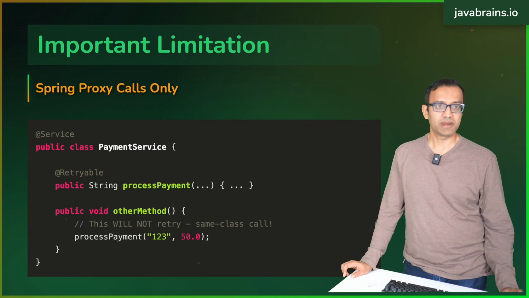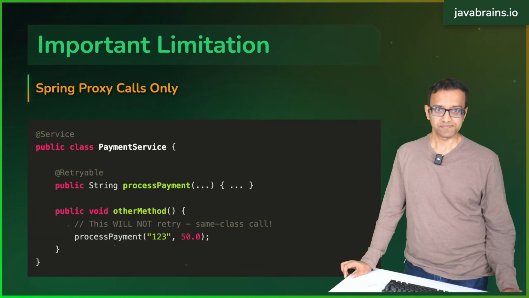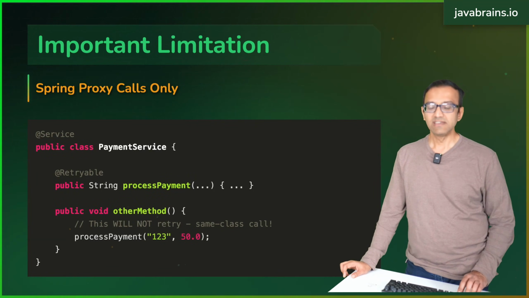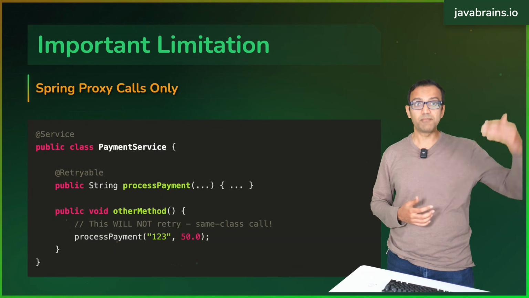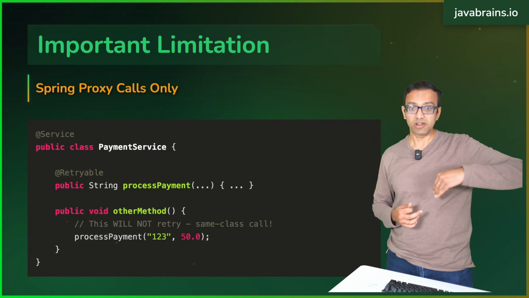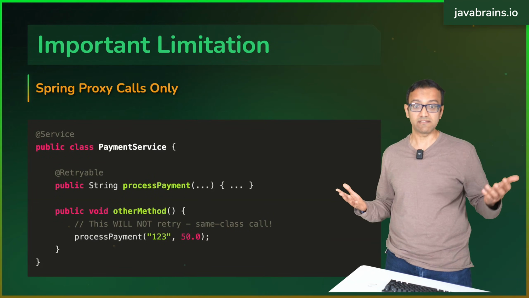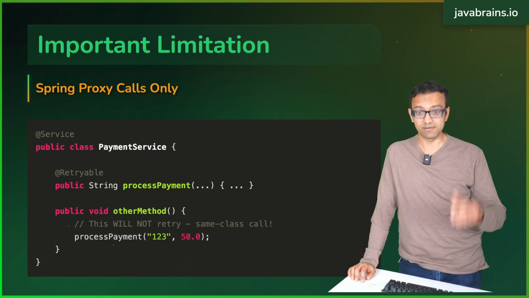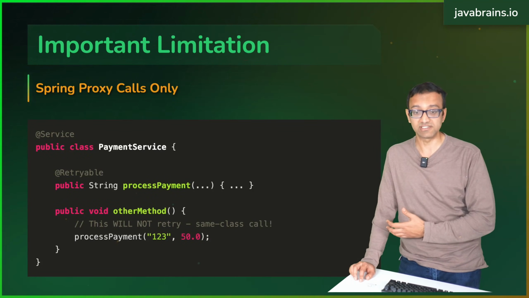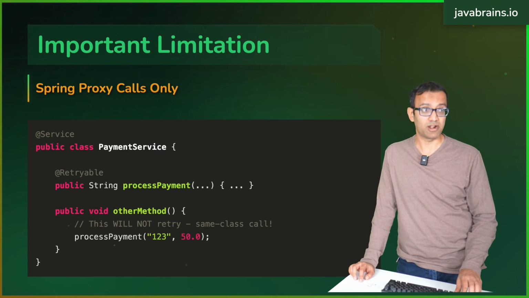There's a question about the parameters. I'm going to cover the parameters now. So it's the same limitation as transactional. The call has to come from outside of the bean for the proxy to intercept it. It's the same thing with transactional. It's the same thing with cacheable. All those other Spring features which work using this intercept model.